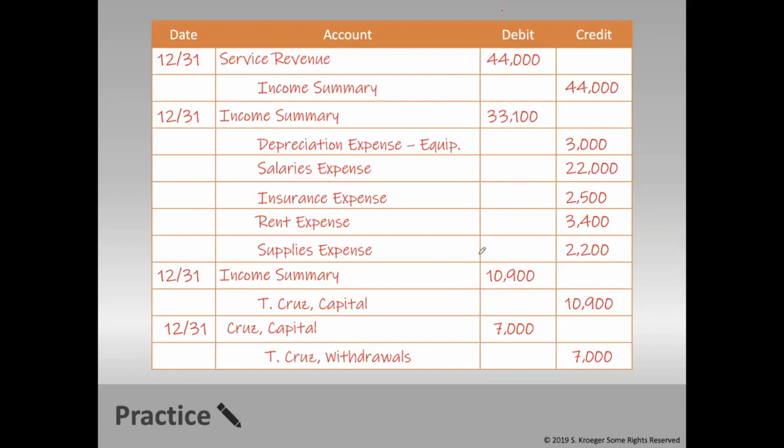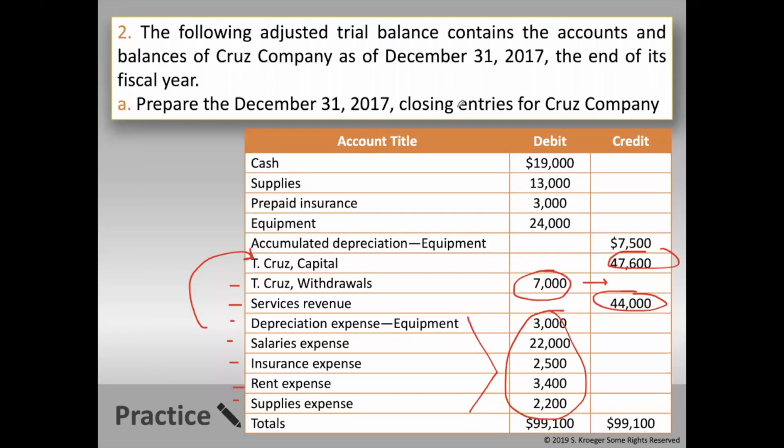Let's go backwards for a moment. Now that we're done with the closing entries, all of these accounts are now gone. The only ones we have left are these ones here, the permanent ones, from cash down to capital. All of these balances stayed the same except for capital because all of these closing entries went into capital. And we're going to be learning about the post-closing trial balance next.